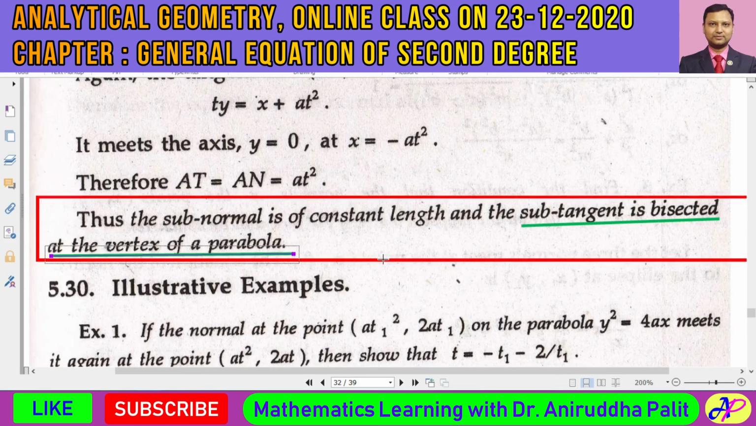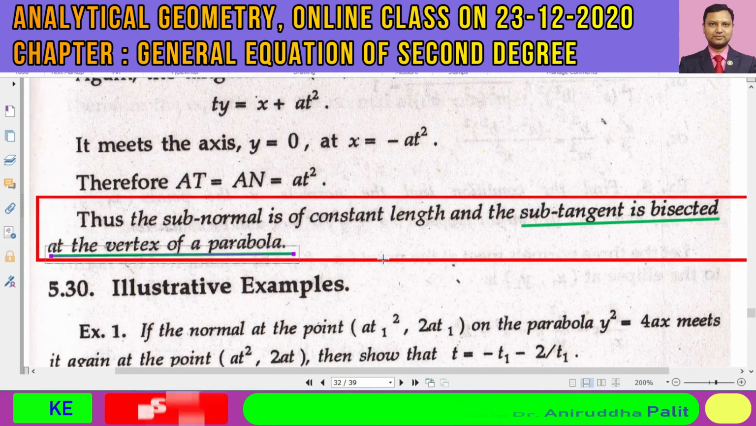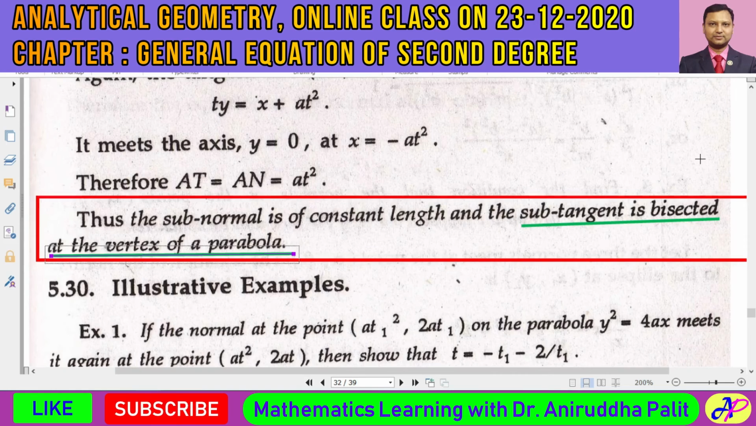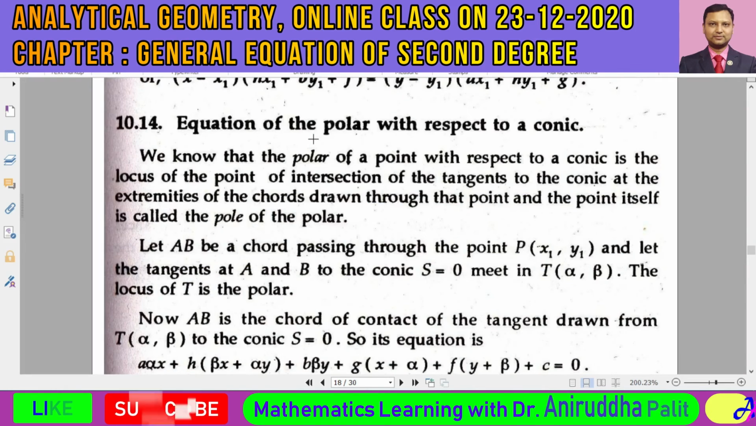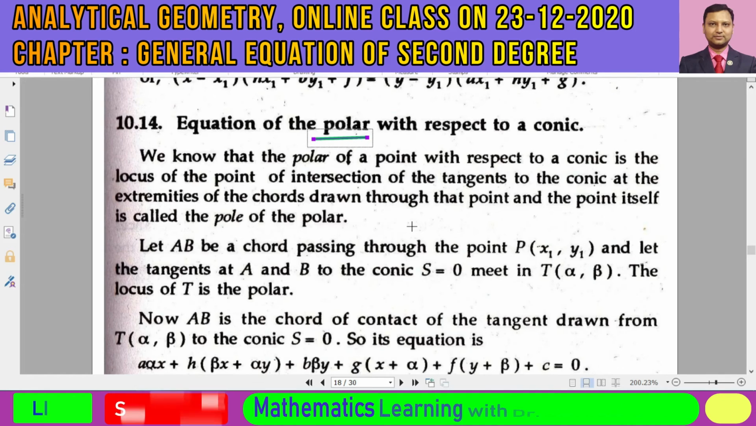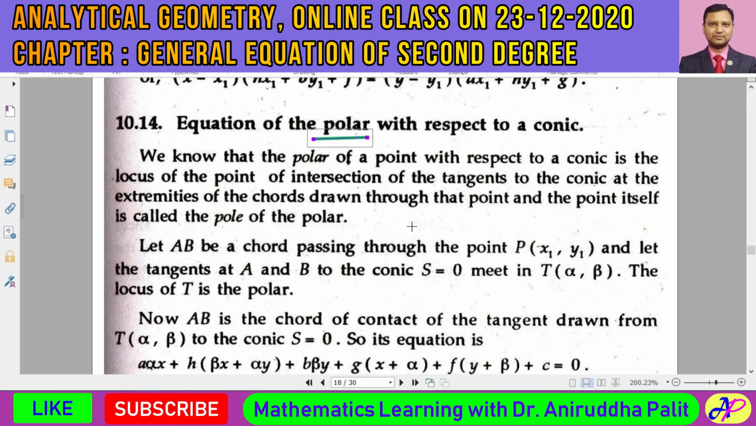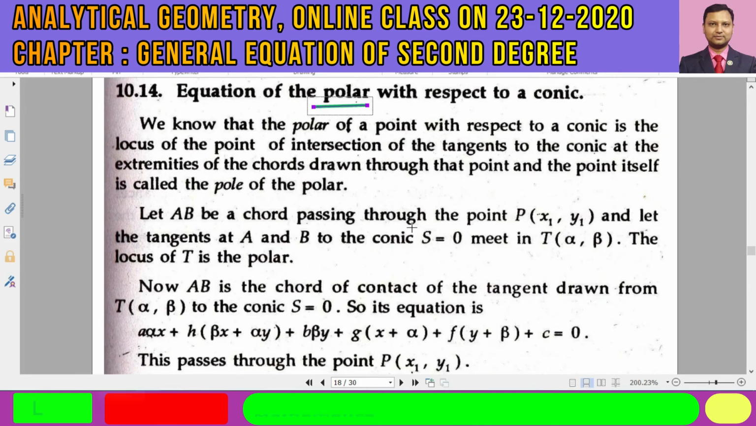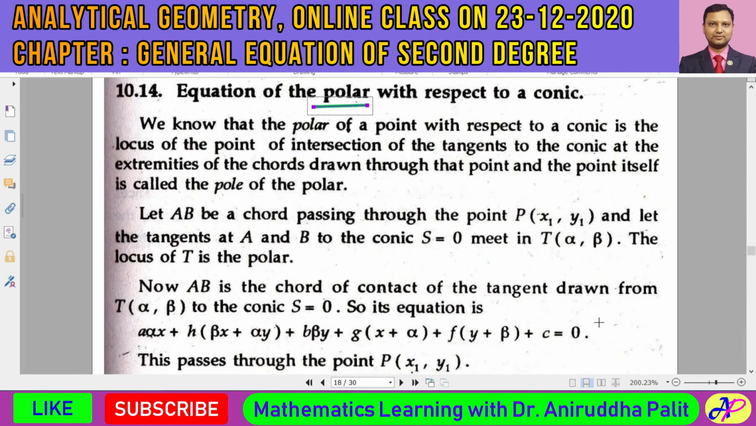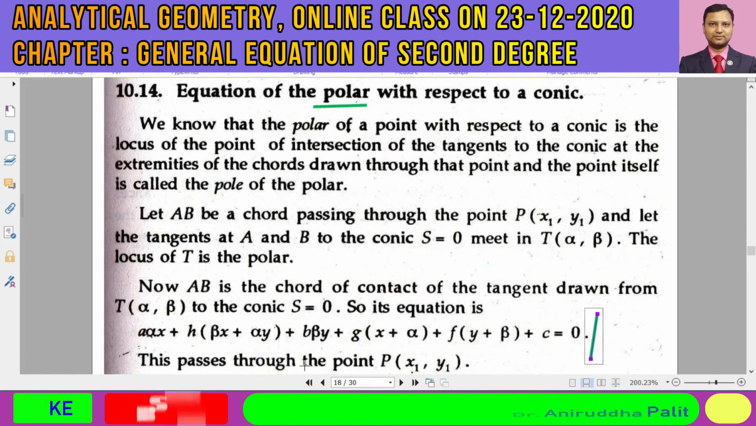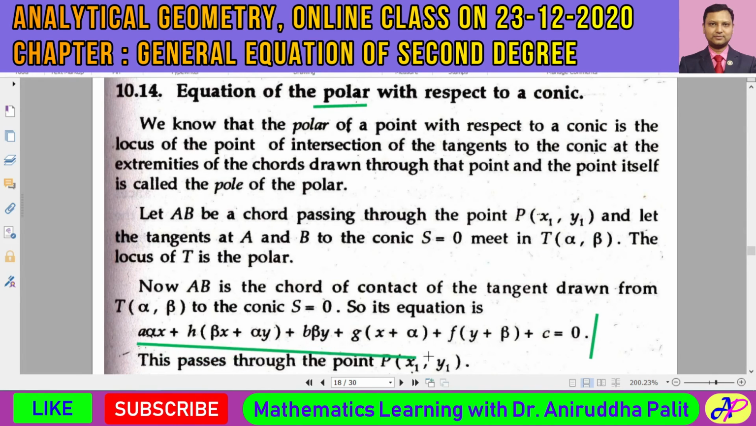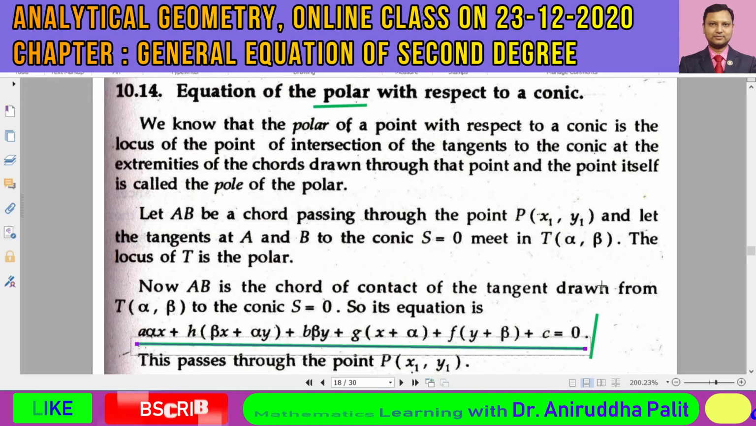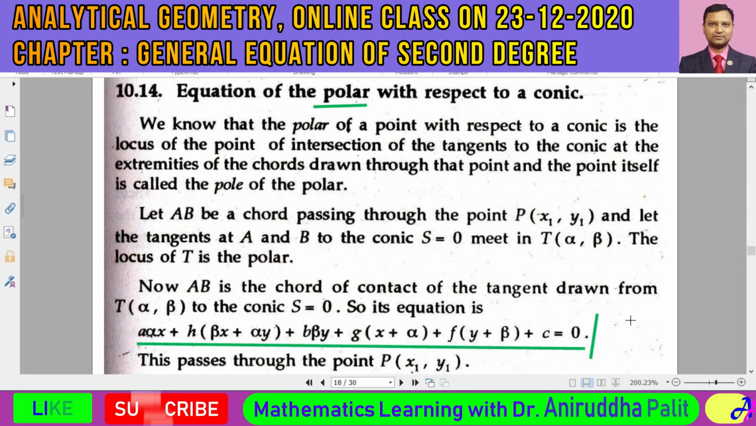Clear, sir. So, to finish this class, I would like to introduce the definition of pole and polar. This is the polar, and related to this definition of polar, there is one more definition that is called the pole. I am not going to discuss the equation of pole and polar. I shall discuss all these results in the next class. I am just trying to introduce the definition.